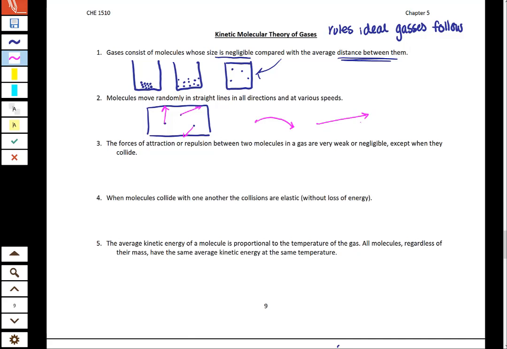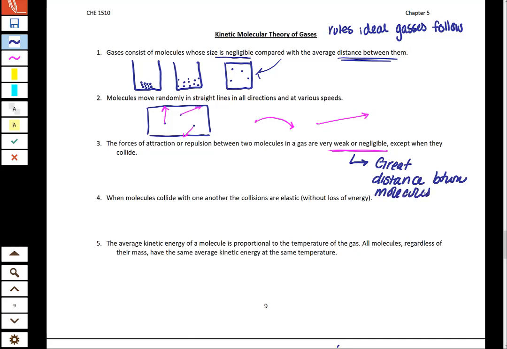Now, when we talk about gas particles, particles tend to be either attracted or repelled by one another, depending upon their charge. But when we talk about gases, the forces of attraction or repulsion are very weak because the distance between those molecules is so great, right? So there's a great distance between molecules.